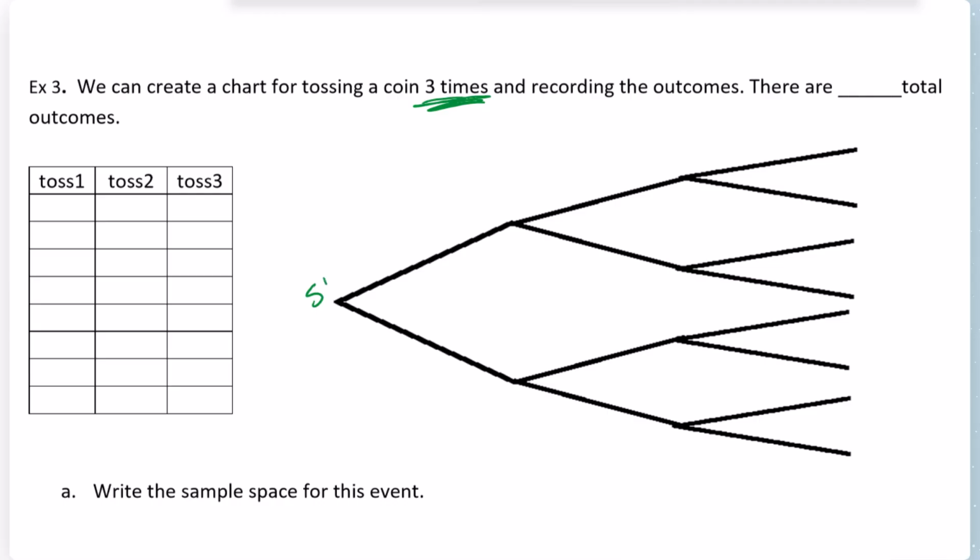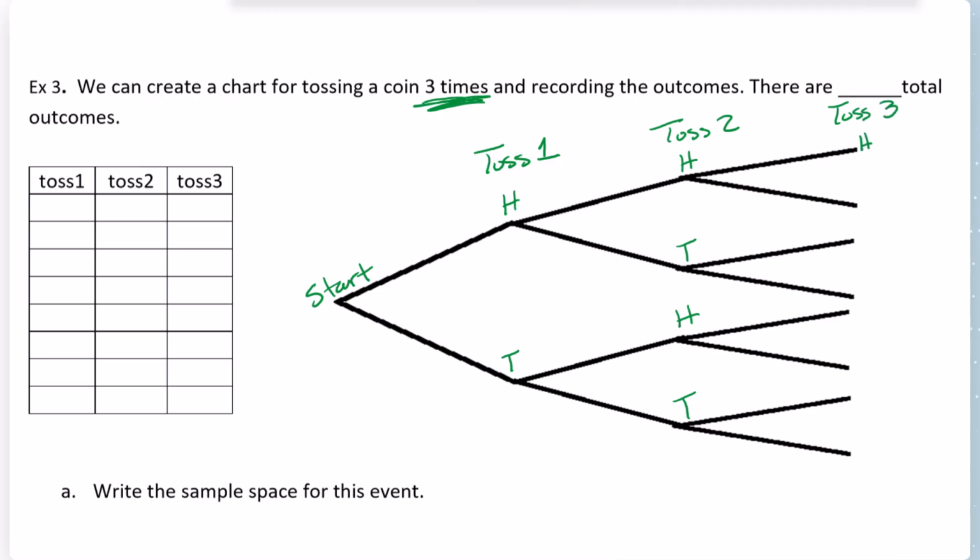So we're going to start here, and we're going to toss a coin. So this I'm going to call toss 1. If we toss a coin, we could either get a head or we could get a tail. And then from here, if we follow this branch out, we're going to get to toss 2. And we could either get a head or a tail with this combination or a head or a tail at this point. Then we move to toss 3.